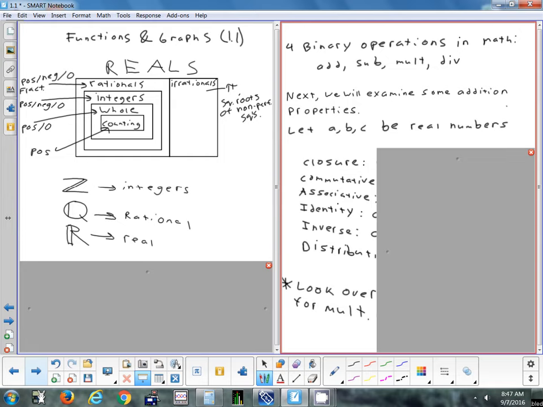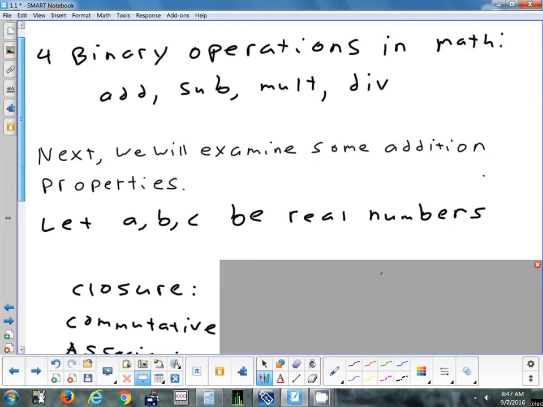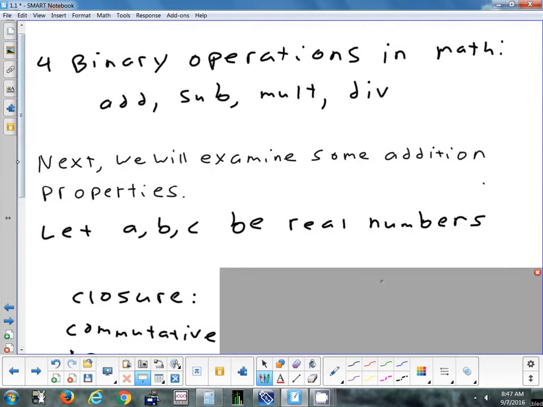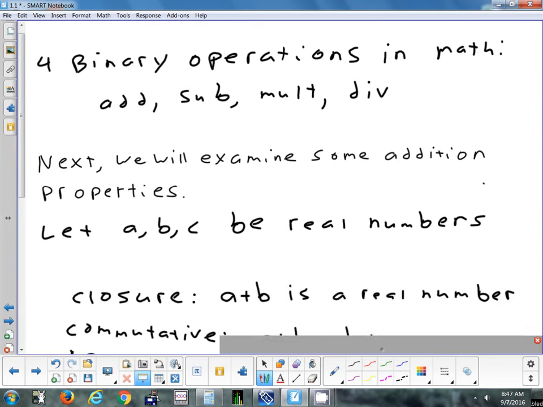Right, and then there's some different properties we'll take a look at. Okay, I'm not going to go through all of them, but a lot of them you've probably seen before. Okay, so all these properties I'm going to take a quick look at apply to real numbers. Okay, so I'm talking you can use positives, negatives, fractions, decimals, 0. Okay.